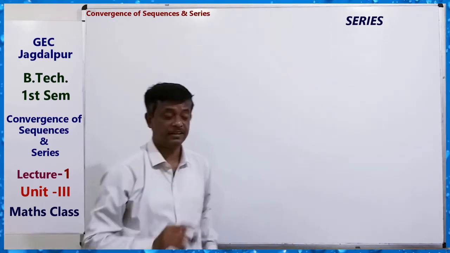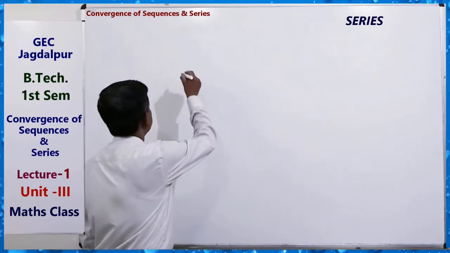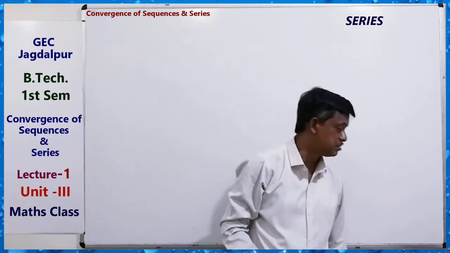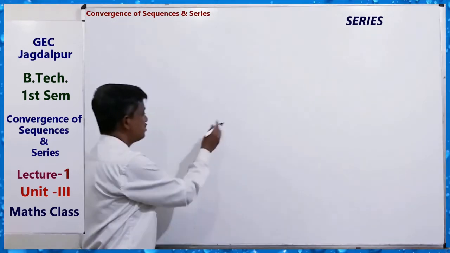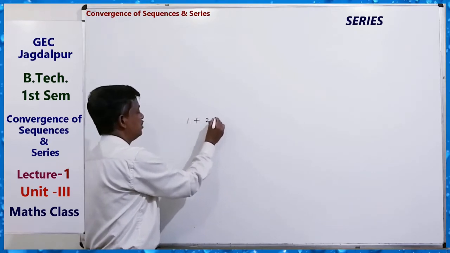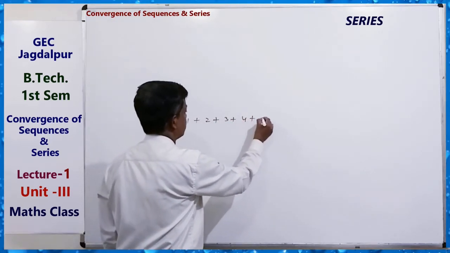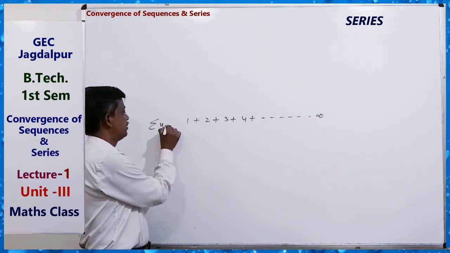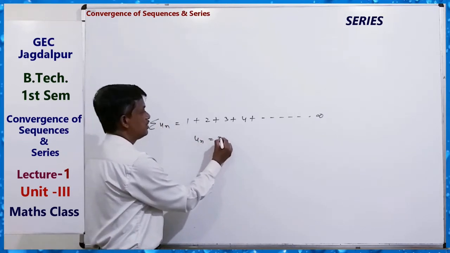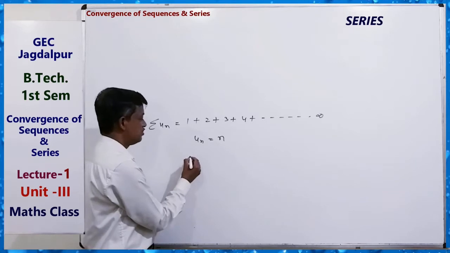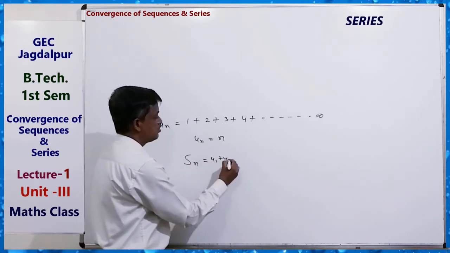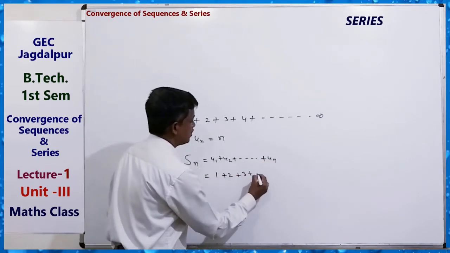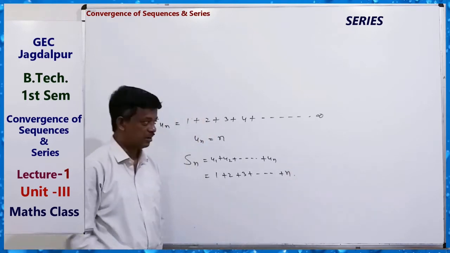And here take an example. Take a question: how can we identify the convergence or divergence of a series? Suppose we have this series, summation n. Here un equals n. So the partial sum will be u1 plus u2 up to un, that is, 1 plus 2 plus 3 up to n for this infinite series.